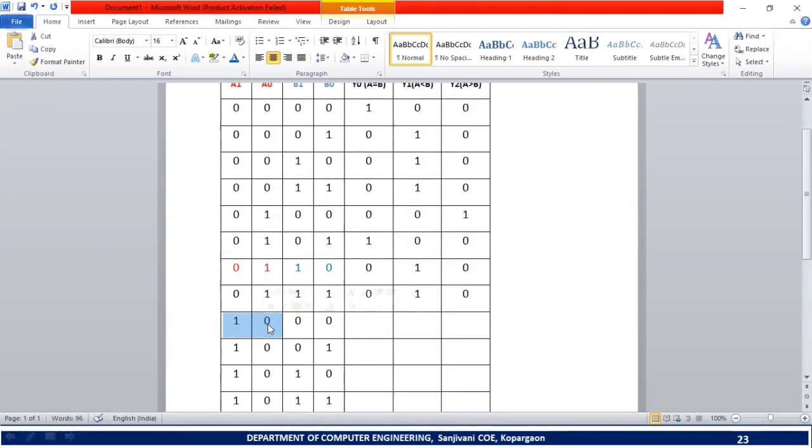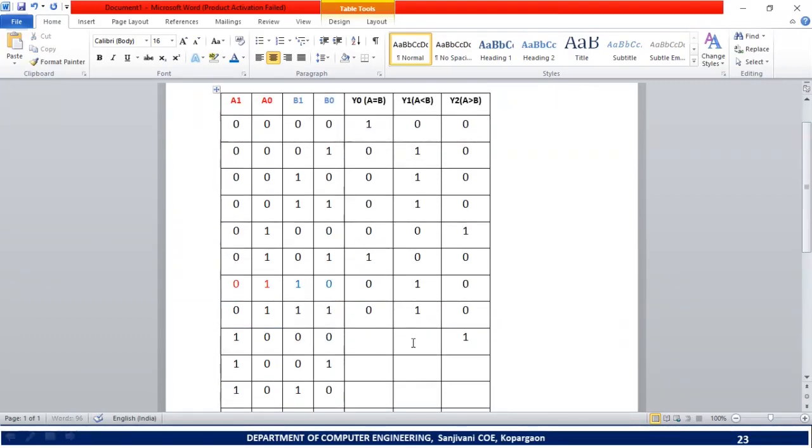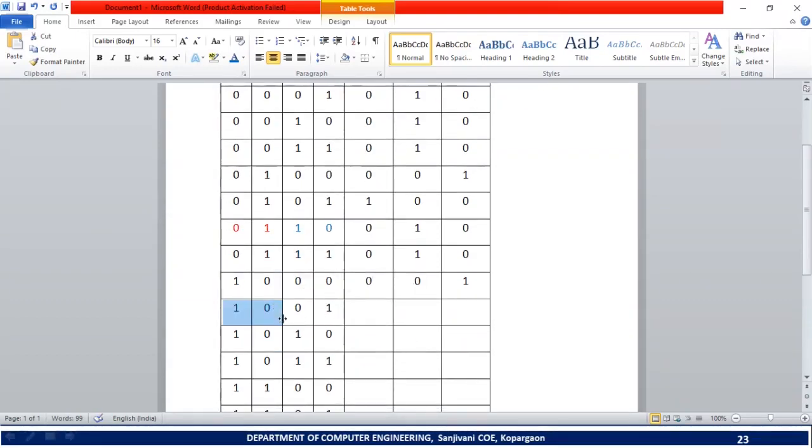Then here A is 1 0. So A is 1. Here A is 1 0, B is 0 0. So here A is greater. Okay, A is greater. So that's why this output should be 1 and the remaining two outputs should be 0 0. Then see here, what is the value of A? 1 0. 1 0 means it is 2. And what is the value of B? B is 0 1. So 0 1 means 1. So A is 2 and B is 1. So which is greater? A is greater. So that's why this output will be 1 and the remaining two outputs will be 0 0.